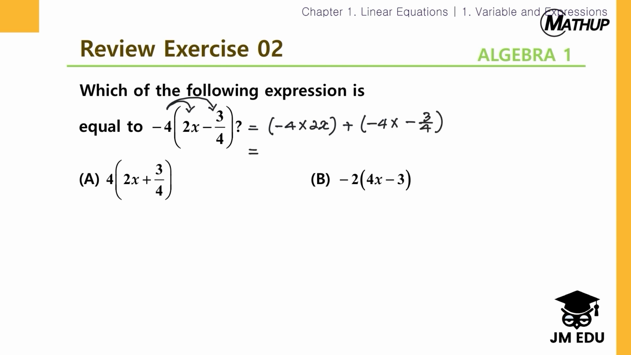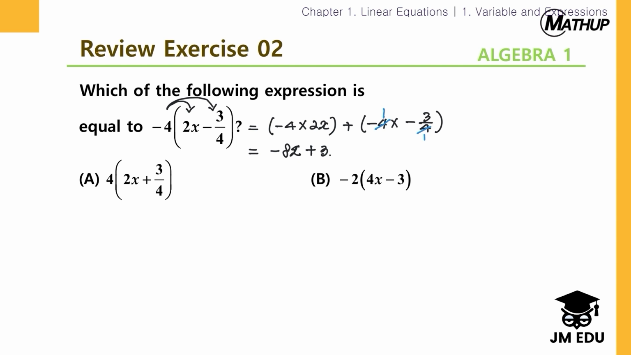So that is equal to negative 4 times 2, that's negative 8. So negative 8x. Here we can simplify this. 4 times 1, 4 times 1. So negative 1 times negative 3, that's positive 3.